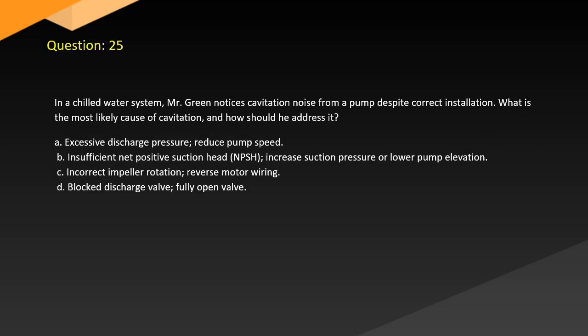Question 25. In a chilled water system, Mr. Green notices cavitation noise from a pump despite correct installation. What is the most likely cause of cavitation, and how should he address it? A. Excessive discharge pressure, reduce pump speed. B. Insufficient net positive suction head, NPSH, increase suction pressure or lower pump elevation. C. Incorrect impeller rotation, reverse motor wiring. D. Blocked discharge valve, a fully open valve.